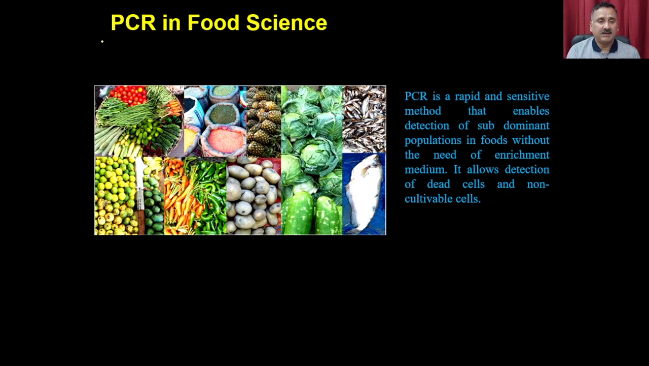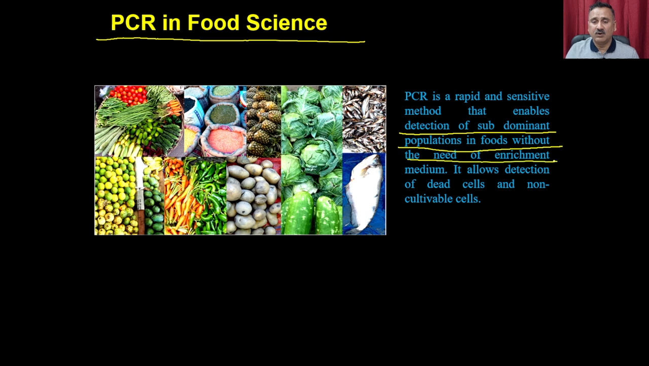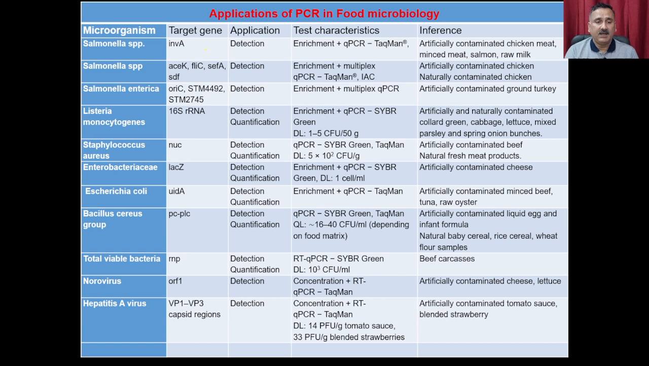PCR is extensively being used in the detection of different types of agents in food science. PCR is a rapid and sensitive method that enables the detection of the subdominant population of food without the need of enrichment media. It allows the detection of dead cells and non-cultivated cells, which means it can be used even for assessing the quality of the product. And it is also used for the detection of different types of microbes.